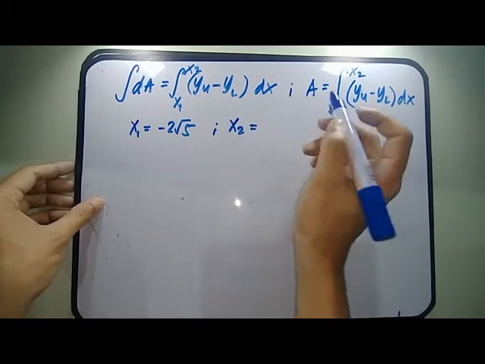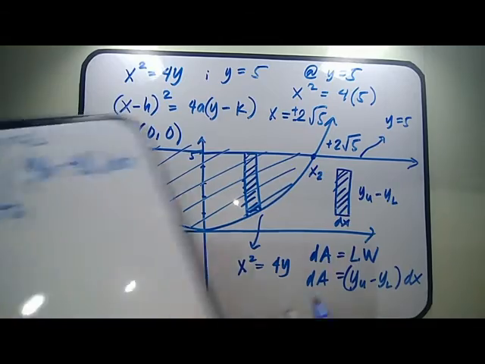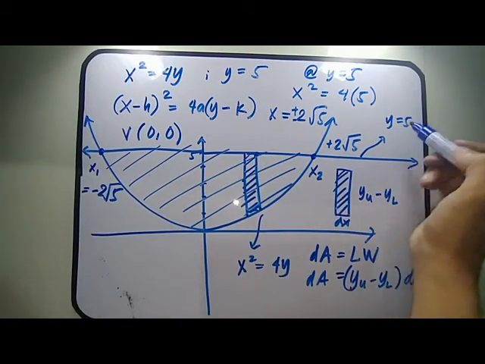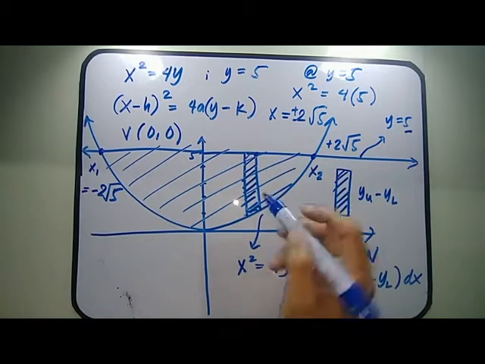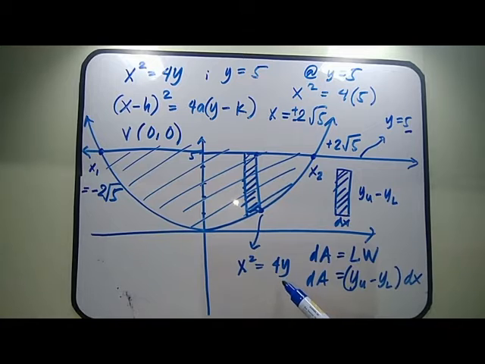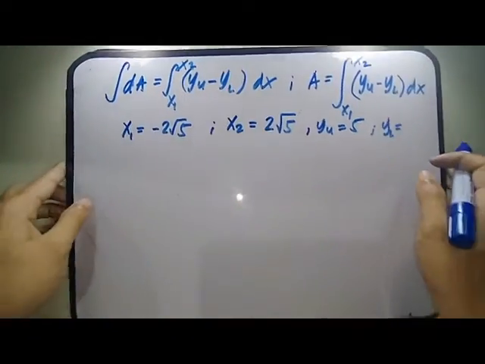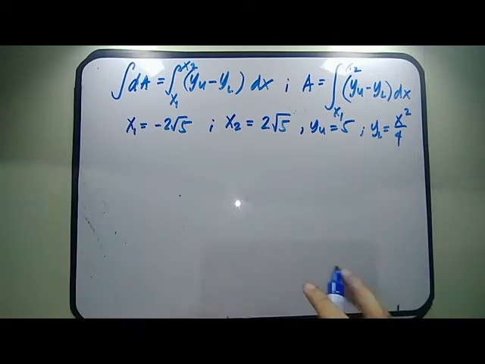So what is y upper there? So y upper touches the curve y is equal to 5. So therefore y upper is 5. So y lower touches the parabola. Therefore we need to determine what is y there. So y is equal to, we just divide by 4, so that is x squared over 4. So we have determined all those elements. So the next step is to just substitute all those elements in the formula.